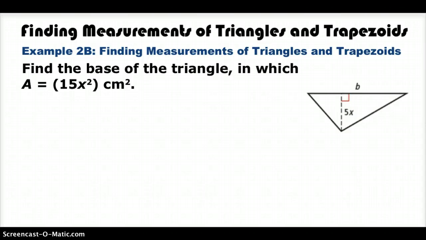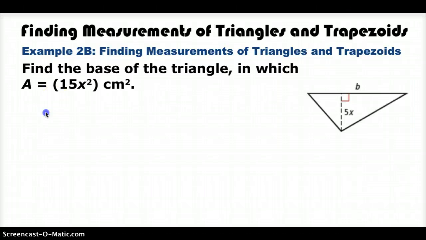Here are a few more examples of finding measurements of triangles and trapezoids. We've already been through the derivation of how we get these formulas for the area of triangles and trapezoids, and now we're going to be given certain parts, maybe the area or certain parts of the triangle, and we're supposed to find the given area or the given length. It says find the base of the triangle in which the area is 15x squared square centimeters.